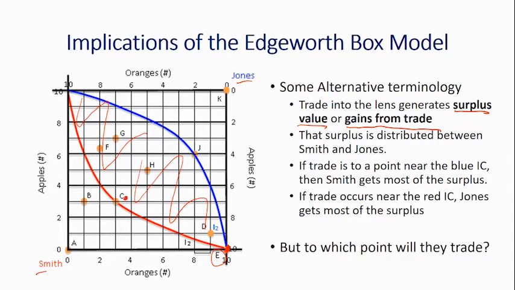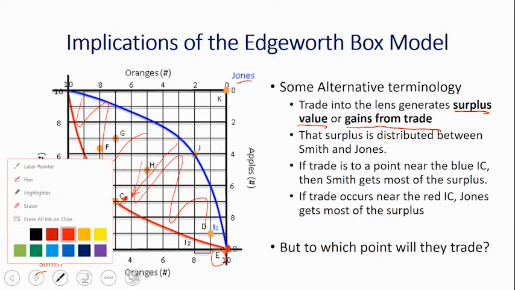If they end up close to the red indifference curve of Smith, then Jones is getting a big bump up in utility, while Smith is just getting a small increase in utility. We could say the surplus is tilted in Jones's favor. He's getting more of the surplus value, Smith is getting less, and so forth.